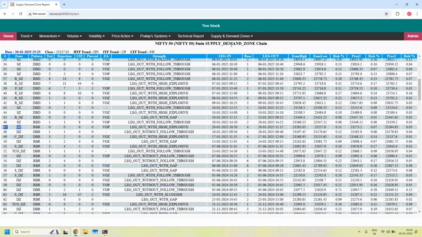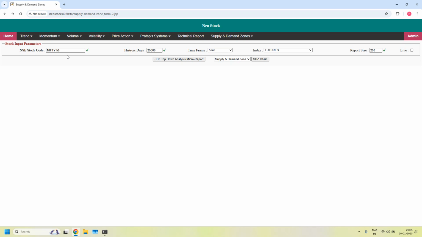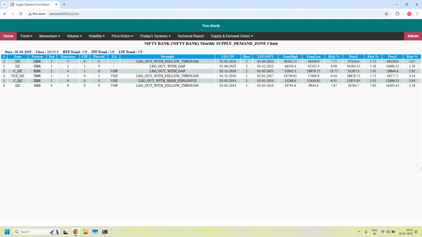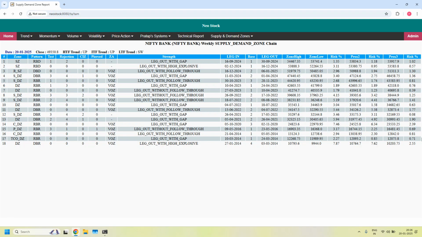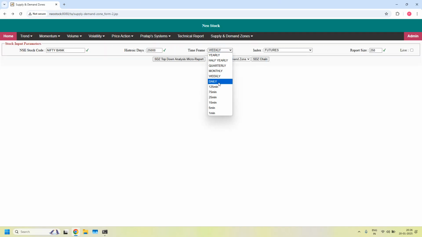Okay, next we will generate the bank nifty supply demand zone chain, that is nothing but nifty bank. So generating the monthly supply demand zone chain for bank nifty. Next, weekly supply demand zone chain for bank nifty. Next, daily supply demand zone chain for bank nifty.